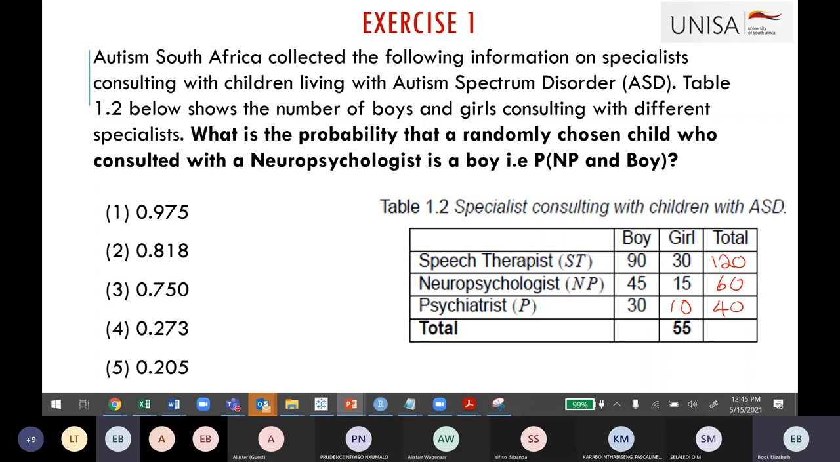I can also add all the values. Since they didn't tell us how many they are, it's 120 plus 60 plus 40 equals 220. And this also, we can add them, or I can just say 220 minus 55, or I could say 90 plus 45 plus 30 should give me the same answer, which is 165. Even if I said 220 minus 55, I should get 165. So do you have the table?